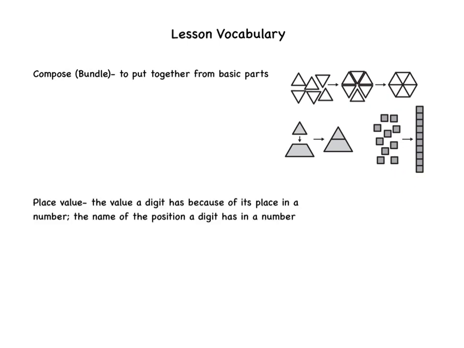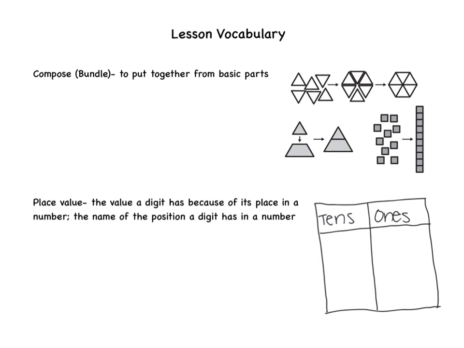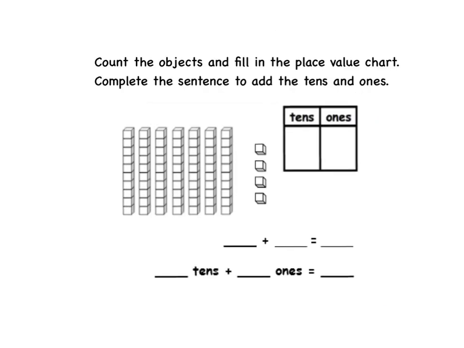Last, we have place value, which is the value a digit has because of its place in a number, the name of the position a digit has in a number. This is a place value chart, and there are 2 columns. One for our ones, which is our ones place, and one for our tens, which is our tens place. We'll learn how to use this as we go on into our sample problems. So let's get started by looking at a couple of questions.